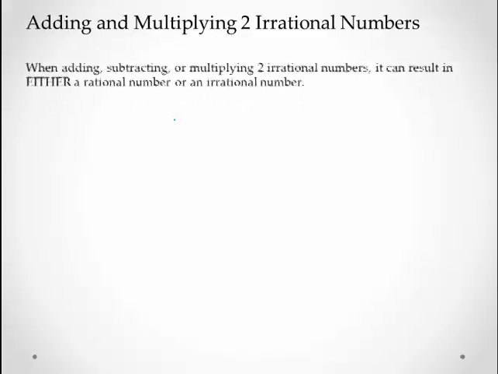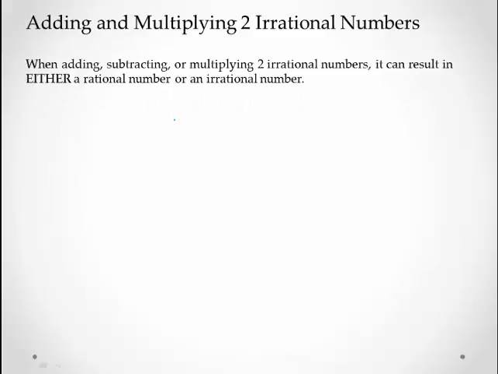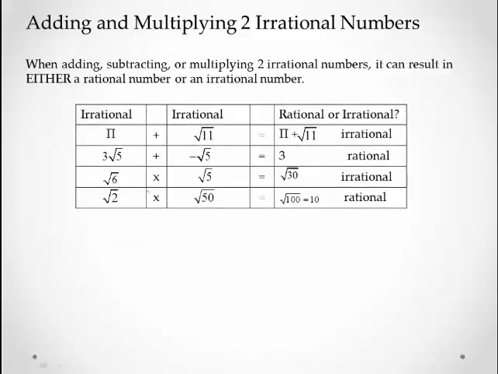If we are adding and multiplying two irrational numbers, so before we were doing one rational plus an irrational, now we're going to do two irrational. Now, it can result in either a rational or an irrational. It depends on what we have. For example, if I have an irrational number pi and I add it to the square root of 11, I can't combine those. So I have pi plus root 11 and it's irrational.